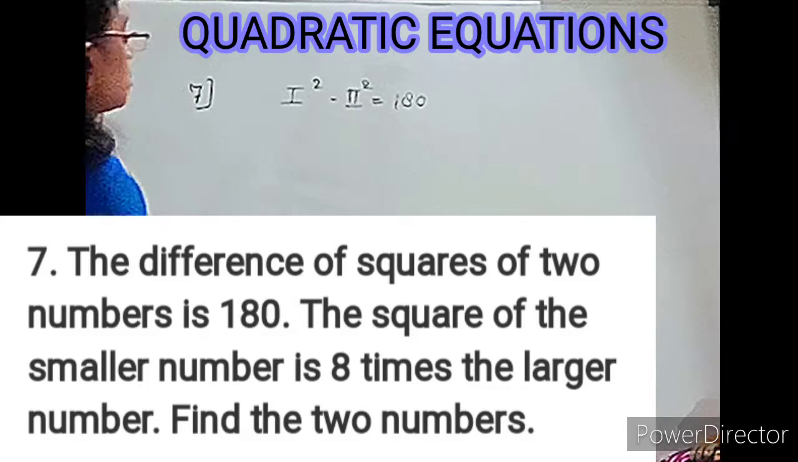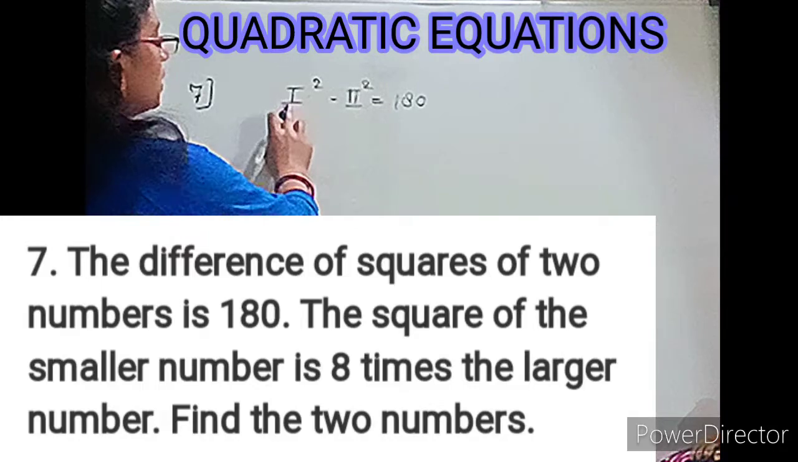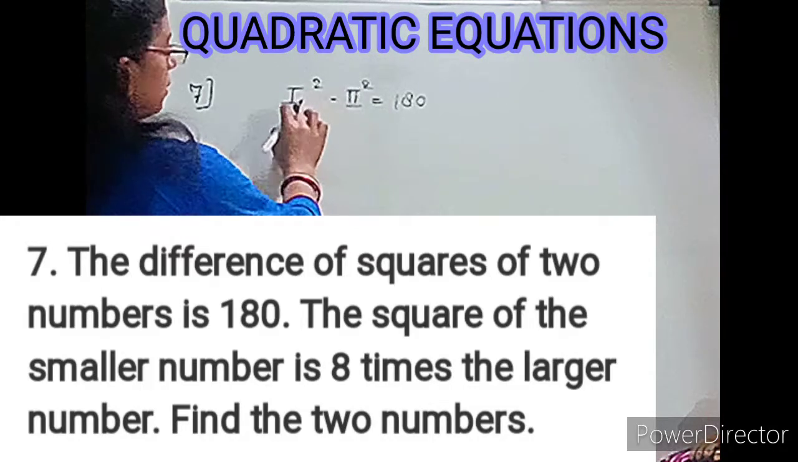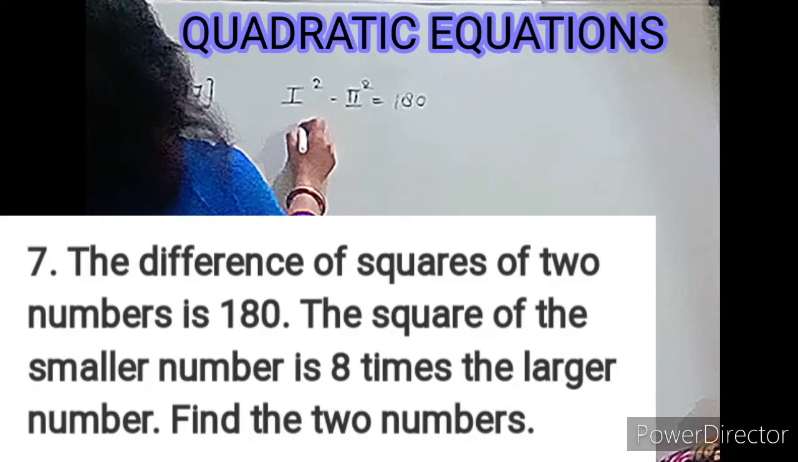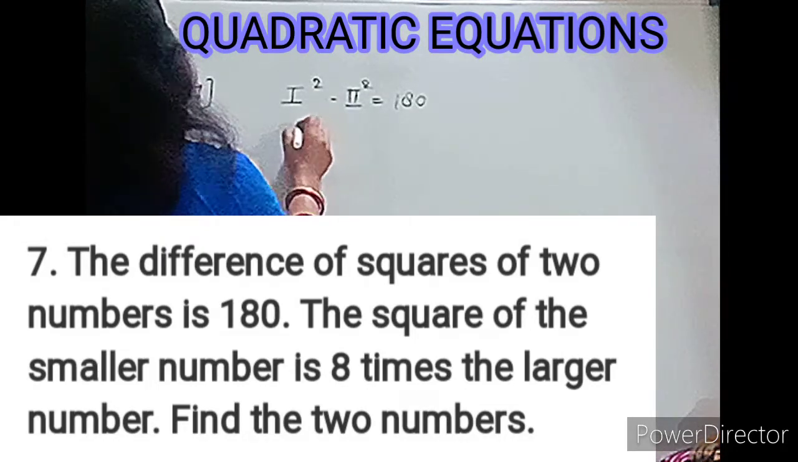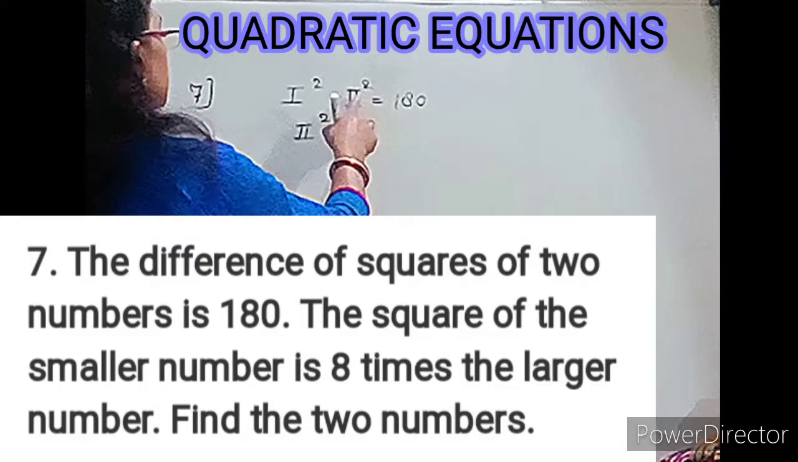Now which will be the smaller number? This will be the smaller number, the second number. Why? Because we are subtracting the smaller from the greater. We always do it that way, smaller from bigger, we subtract. So what they are saying, the square of the smaller number is 8 times the larger number.